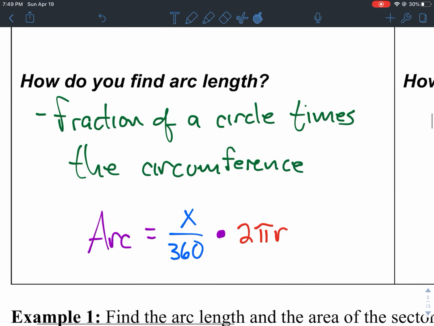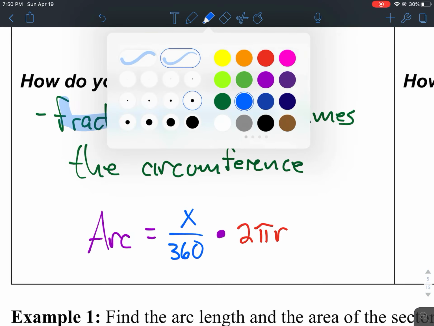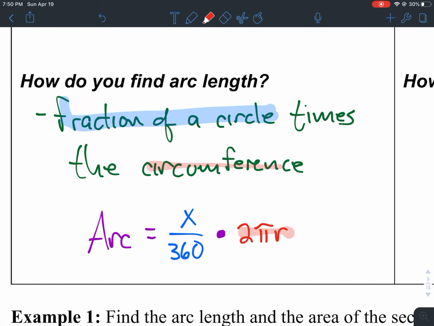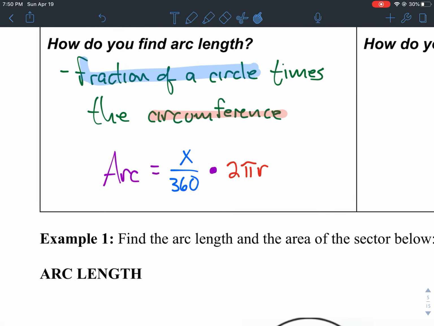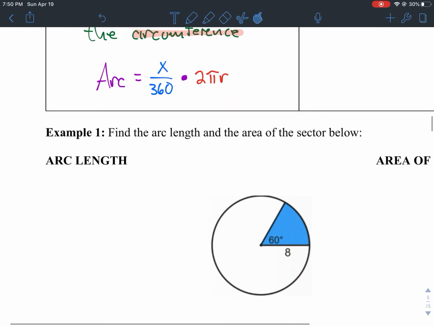If you want to find the arc length, technically that's considered a fraction of the circle times the circumference. The fraction of the circle is going to be your arc over 360, because that is a fraction of a circle that you're trying to find, multiplied times the actual circumference of the circle. So that is a formula that we use to find the arc length. Let's give it a go. Let's test run this to see how this works.